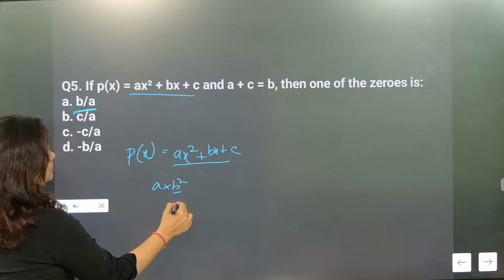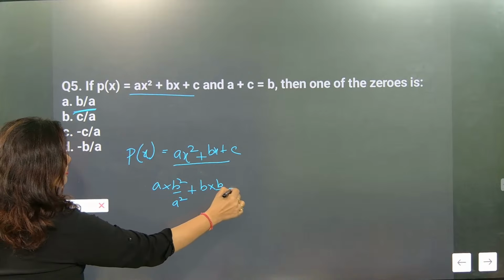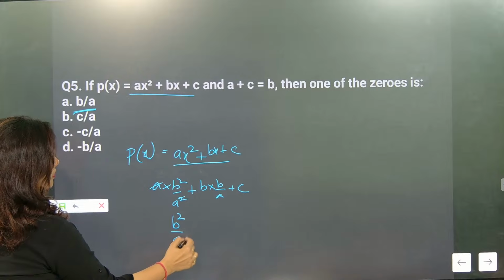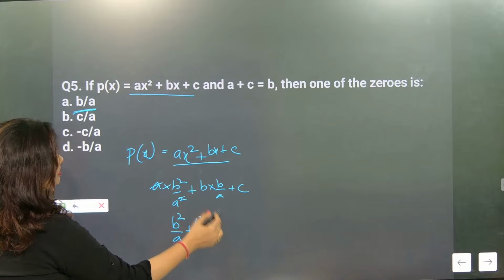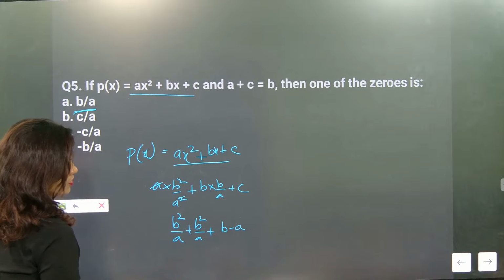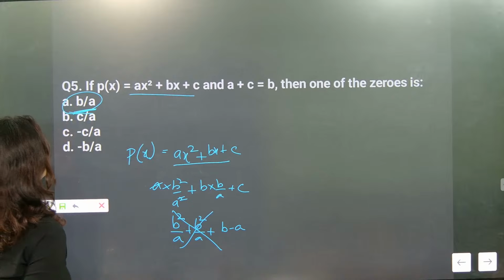So it will become b square by a square plus b into b by a plus c. Now this and this got cancelled. It is coming b square by a plus b square by a plus c. Instead of c, can I write b minus a? So b minus a, is it going to serve my purpose? It is not going to serve the purpose. So this answer is going a little weird.